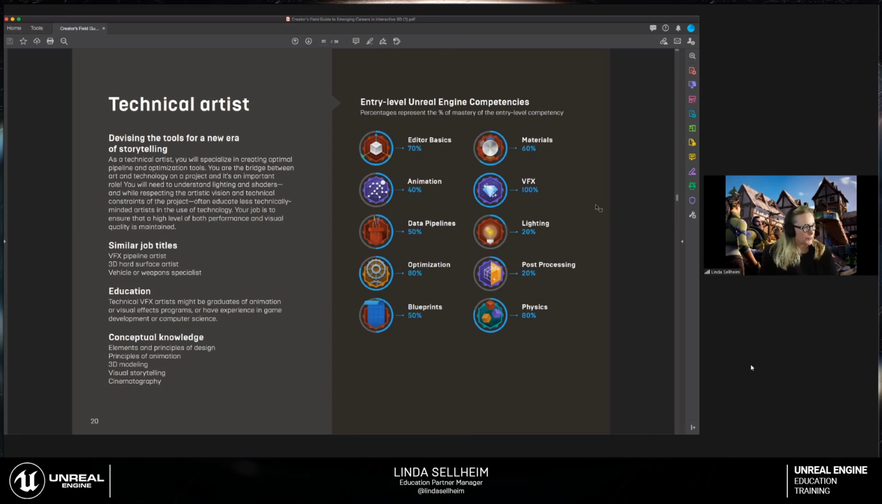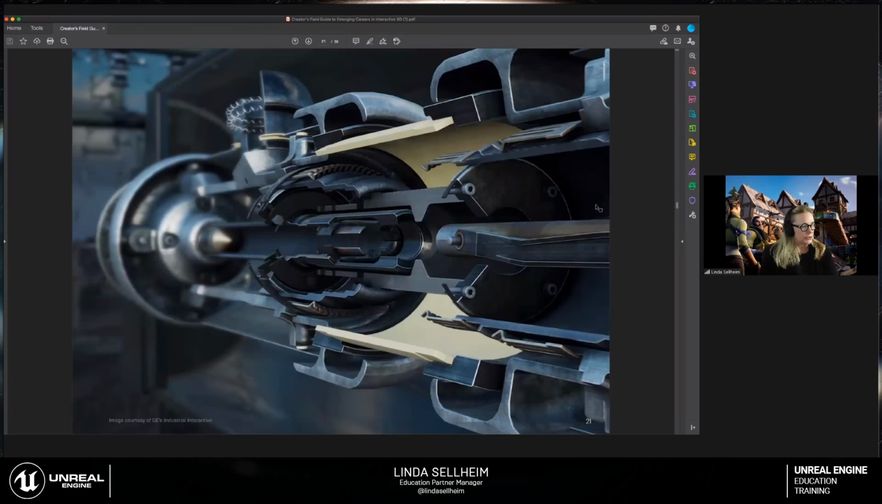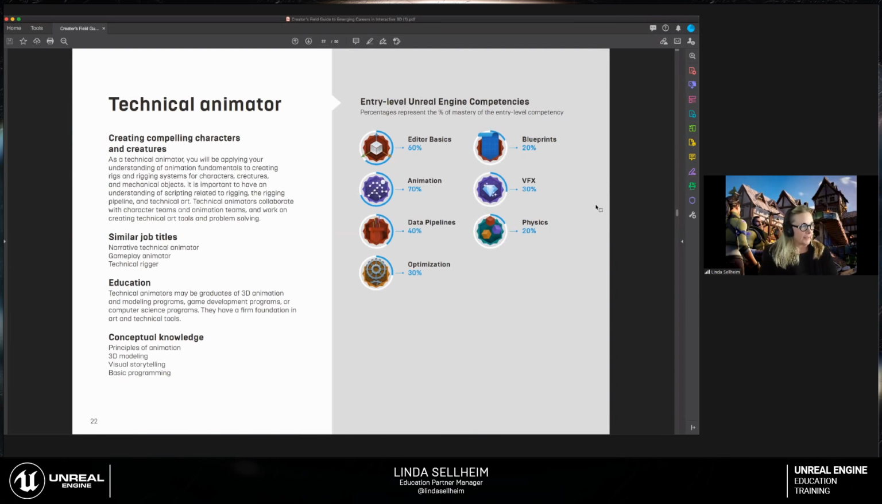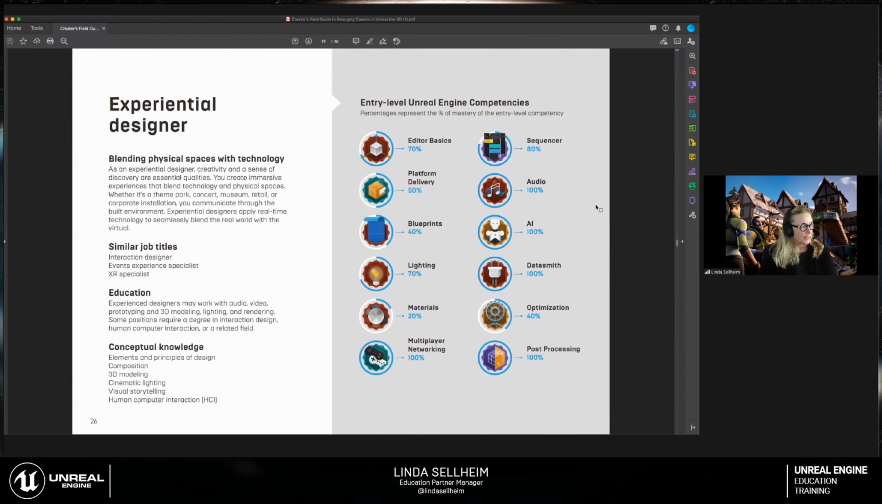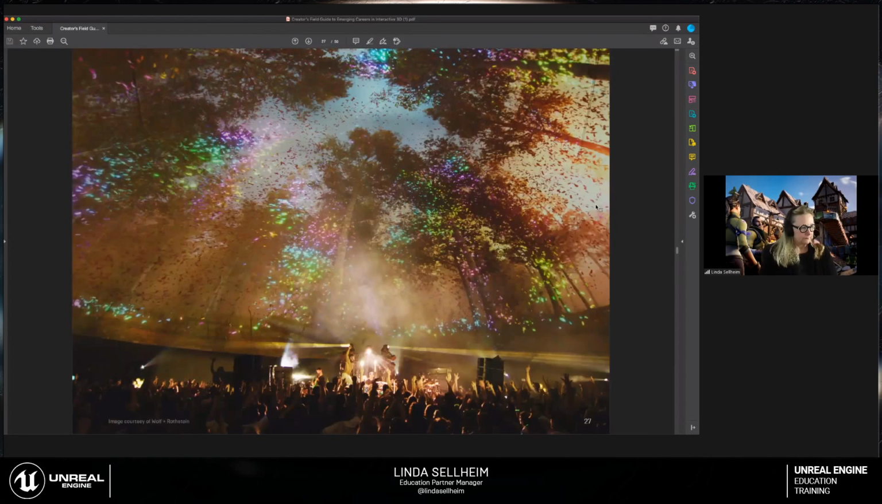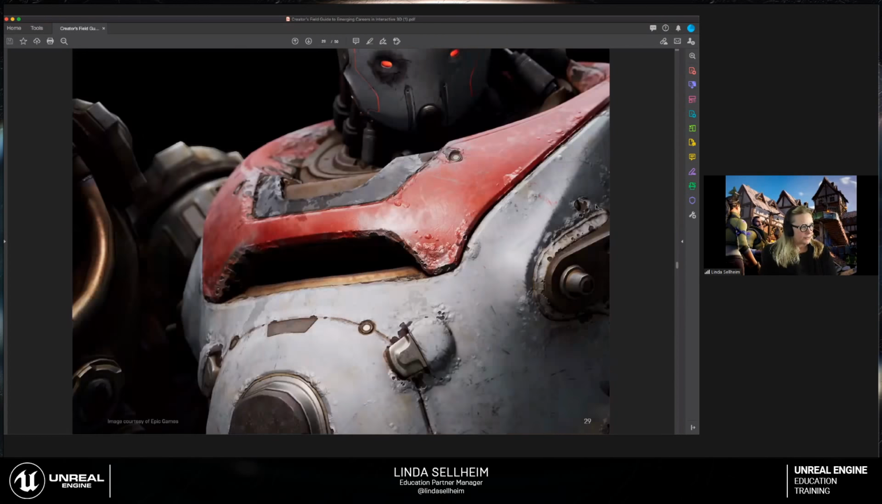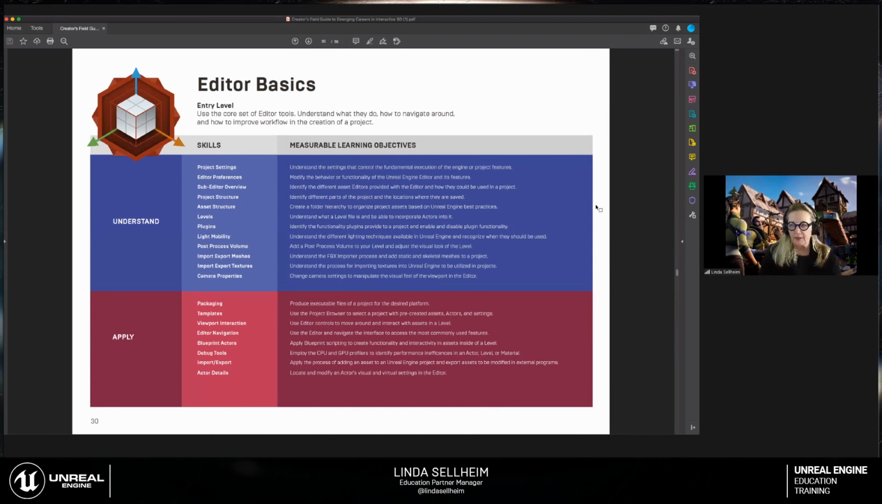Technical artist across both games and virtual production. And technical animator. Previz. And this one's the one that I find so interesting because it picks up a lot of areas: 3D being used in everything from illustration to graphic design to advertising, creating experiences. So this is a hugely growing area. And surface artist.